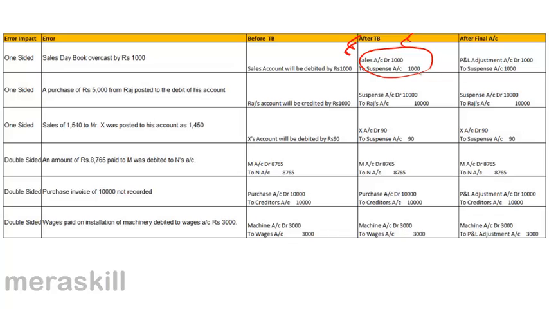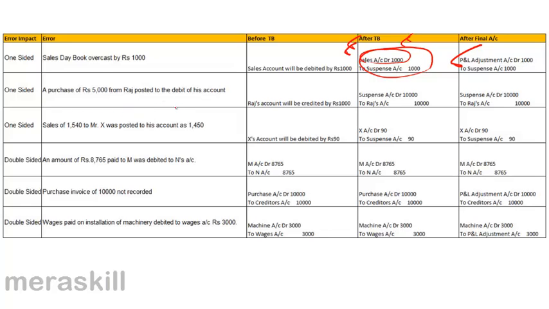Now, what would we do for rectification of this entry in the next year? Assuming that this error was detected only after final accounts were prepared and we had moved on to the next year, then what would we say? We don't say sales account because it is not sales for that year. It was sales of the previous year. So the sales account, being a nominal account, we would replace with profit and loss adjustment account. So the entry is profit and loss adjustment account debit to suspense account. All nominal accounts would be replaced by profit and loss adjustment account.